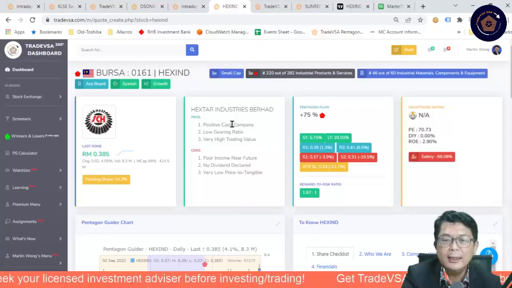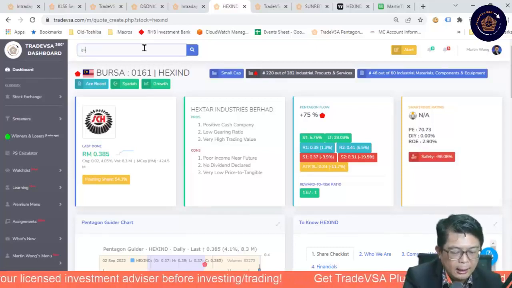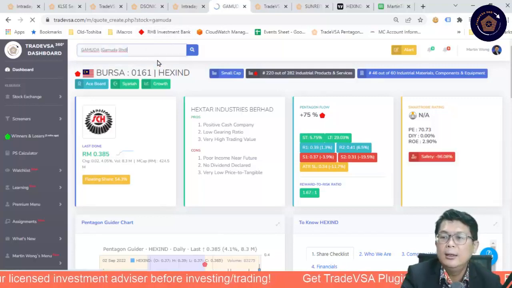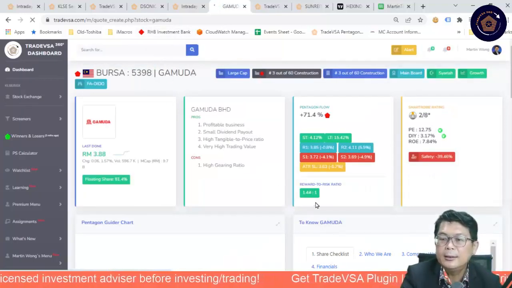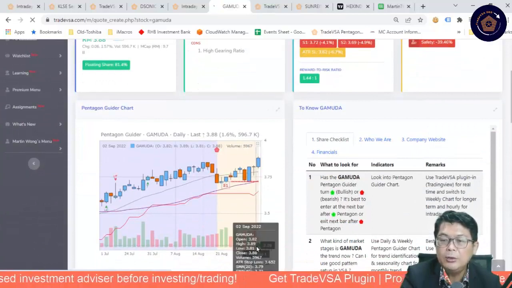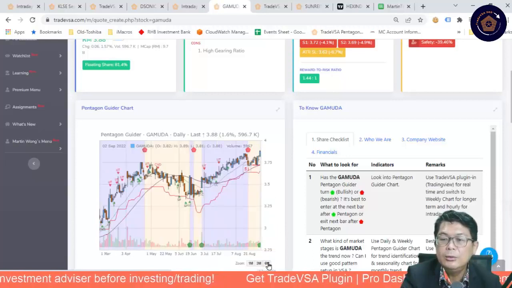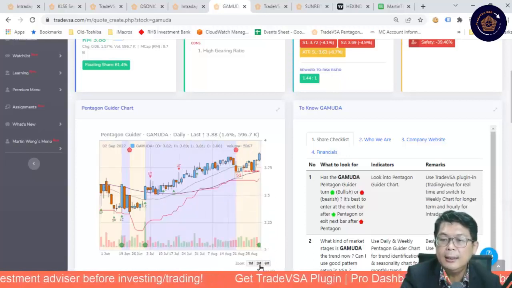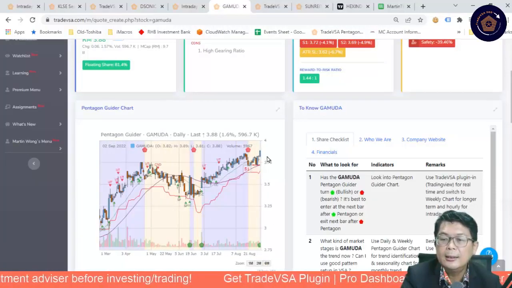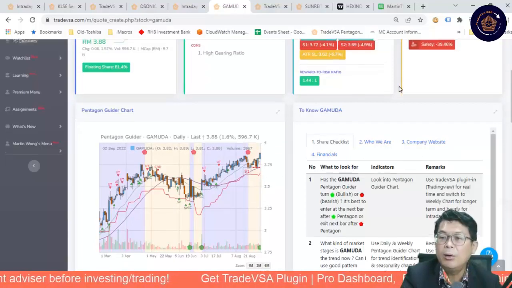Good, right? Let's take a look at the next one we were looking at just now, Gamuda. Let's look at Gamuda with the risk to reward. This is 1.44, pretty good too. It just turned green pentagon too. You can see this is a live data chart here, and switching to 6 month in here.